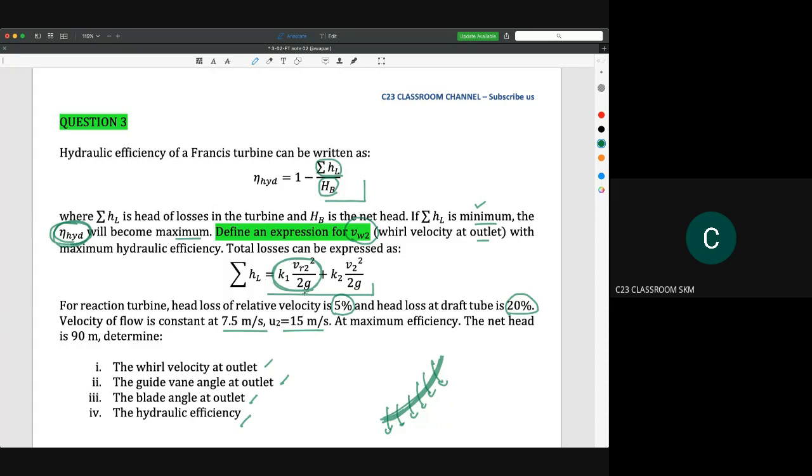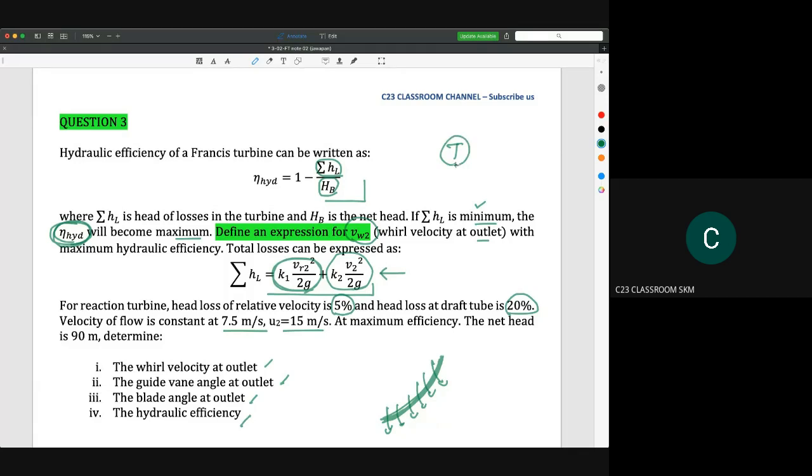Okay, so if you see the terms kv2 square over 2g and kv square over 2g, you could find that this equation is actually similar to the minor losses in a pipe system. We learned about major loss and minor loss in fluid mechanics 1. So the equation for minor loss is kv square over 2g.